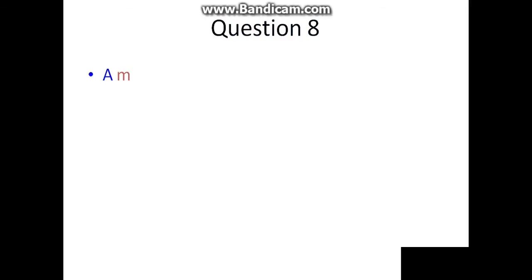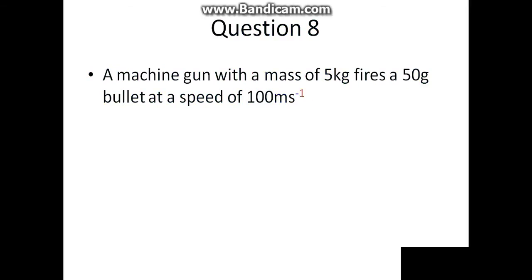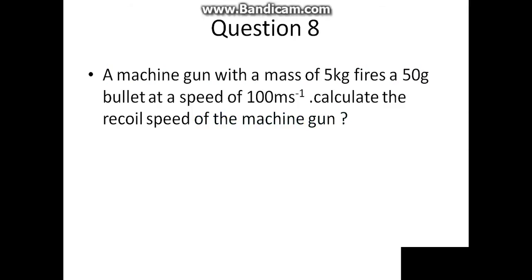Question 8. A machine gun with a mass of 5 kg fired a 50-gram bullet at a speed of 100 meters per second. Calculate the recoil speed of the machine gun.